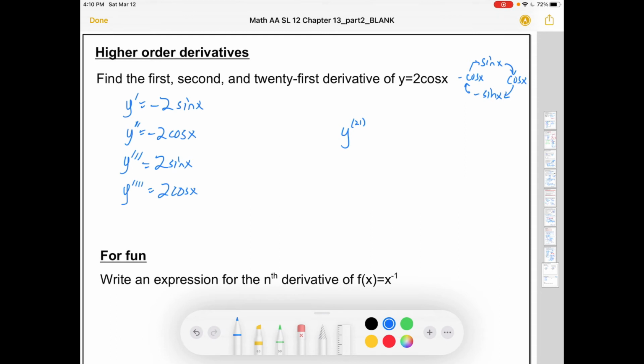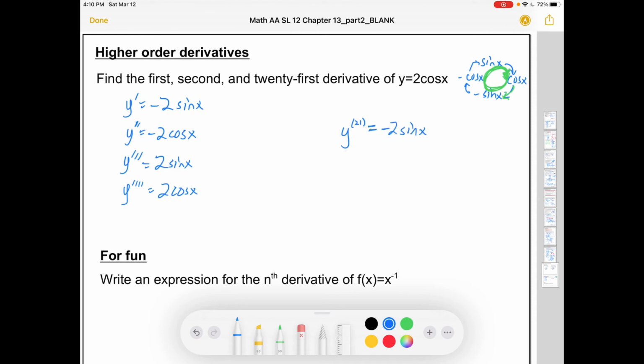Now the question is, where does that leave you on the wheel of trig? So every 4 times I go through this process, I'm back where I've started. So after 4 times, I'll be at cos. After 8 times, I'll be at cos. 12 times, I'll be at cos. 16 times I'll be at cos. 20 times I'll be at cos. 21 times, I'll just need to make one more jump. And the 21st derivative will be the same, in this case at least, as the first derivative. So I'll get negative 2 sine x.